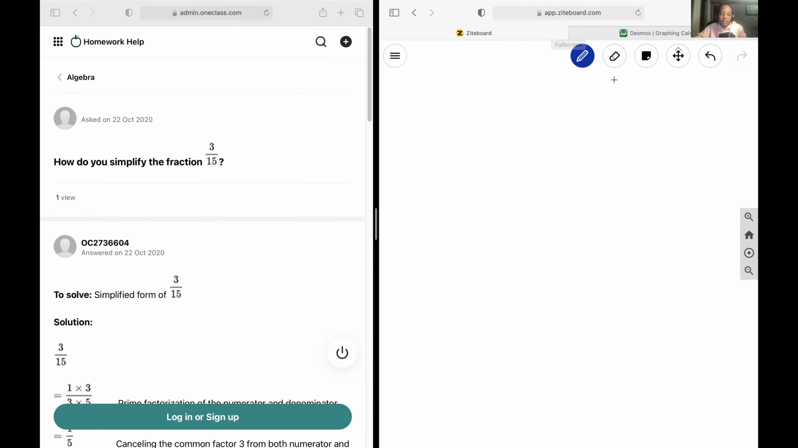Next up, we will be simplifying the fraction 3 over 15. So first we need to see if there are any common factors in both of them. And we can see that 3 is common in both of them. So we're going to want to divide out that 3. And this is going to give us 1 over 5. And that's it.